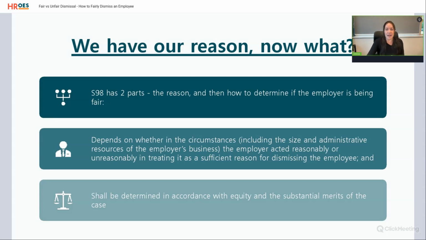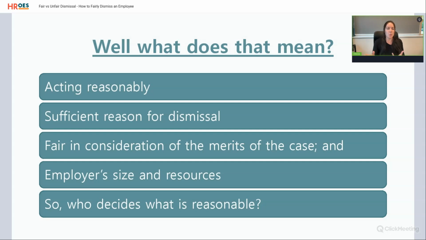So we have selected our reason. We understand we need to be reasonable. So what does this actually mean? We need to ensure that we are acting reasonably, that we have a sufficient reason for dismissal. We can't just get to dismissal because we've decided we no longer like somebody or they've become annoying, or perhaps we think this is going to become a repetitive issue and we don't want to be in this situation again in 6 months. It's got to be sufficient reason for ending employment.